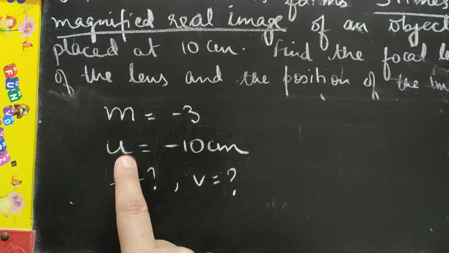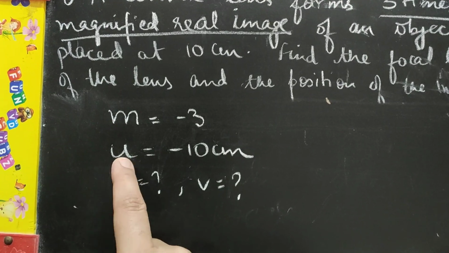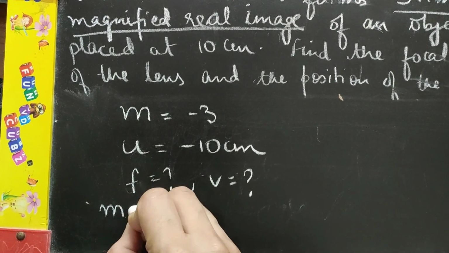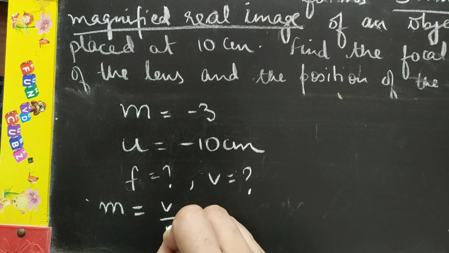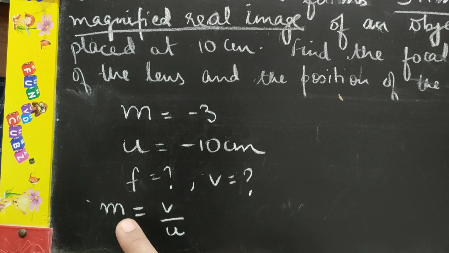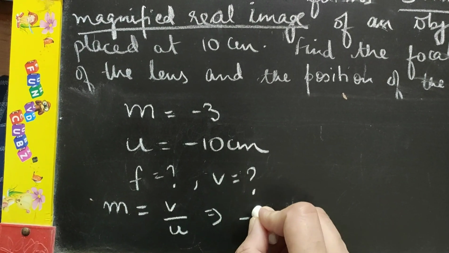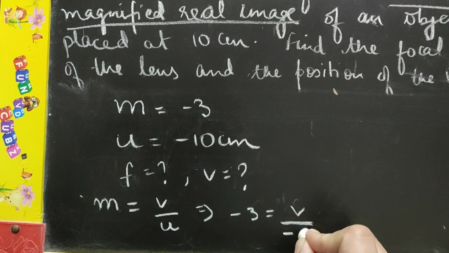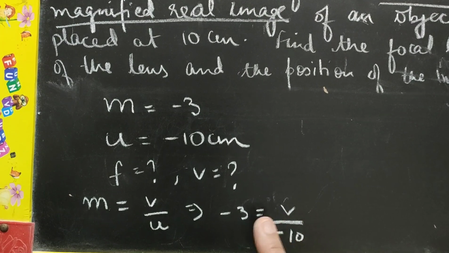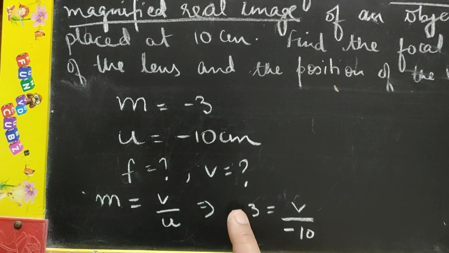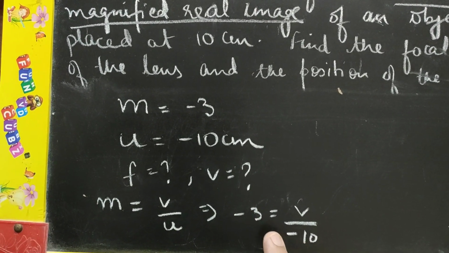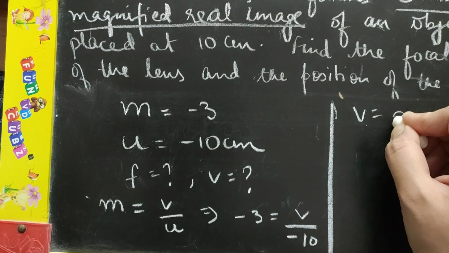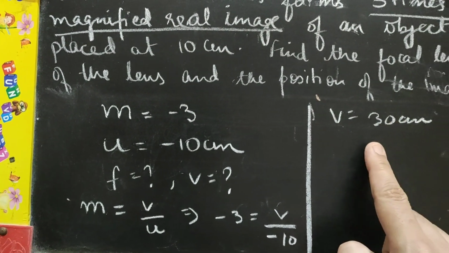Now M is given and U is given. So we start using these two quantities with the formula that M is V by U. Putting the values in this equation, what do we get? That minus 3 is V divided by U, that is minus 10. Now from this equation, taking minus 10 on the other side, we get V as 30 centimeter. So the position of the image we have calculated as 30 centimeter.